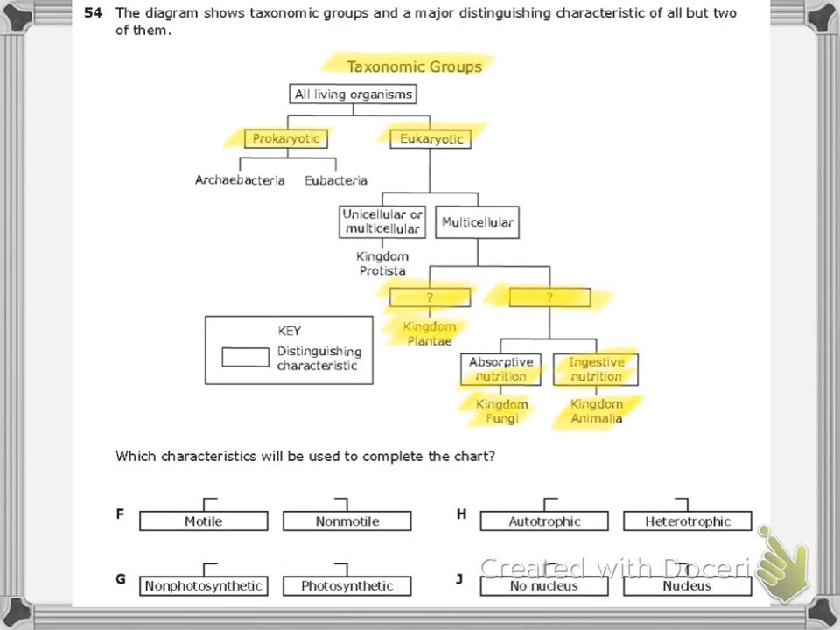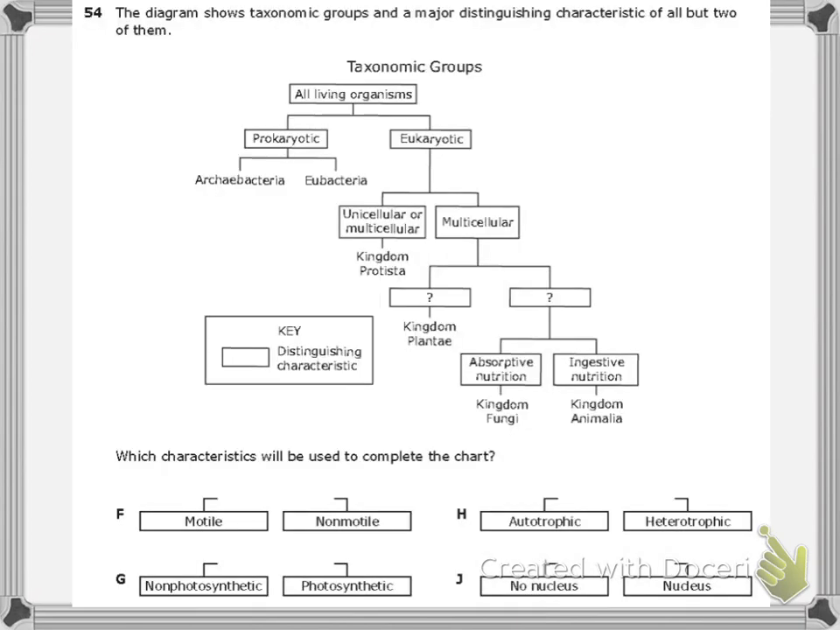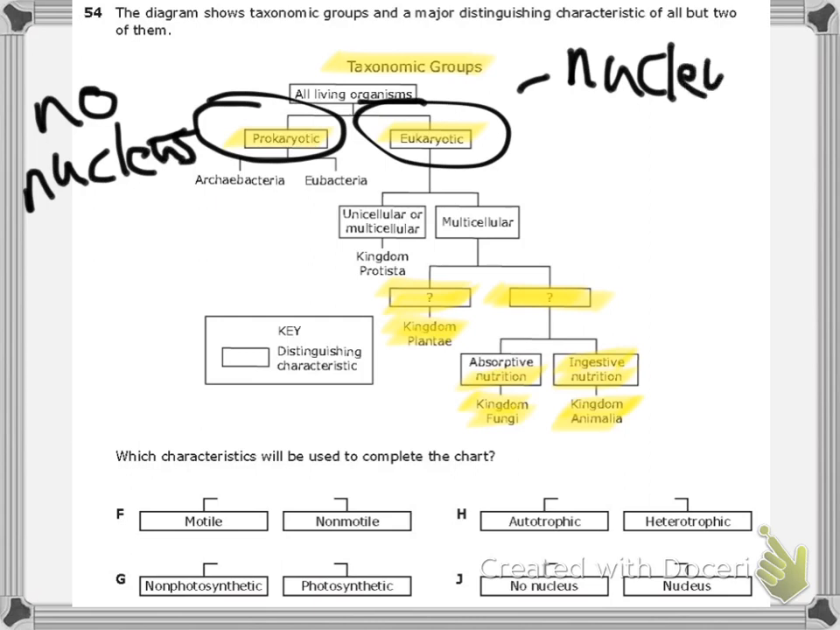So let's start at the top. So all living organisms, not really that important in the first branch off. Prokaryotic, eukaryotic. Okay? So what's the difference between a prokaryotic cell and a eukaryotic cell? Well, prokaryotics are very basic. They don't have organelles, and they have mainly no nucleus, right? So we know, we jumped ahead a little bit. We know that they have no nucleus. So let's put that here. No nucleus, right? Eukaryotic, sophisticated. They have organelles, and they have a nucleus, right?